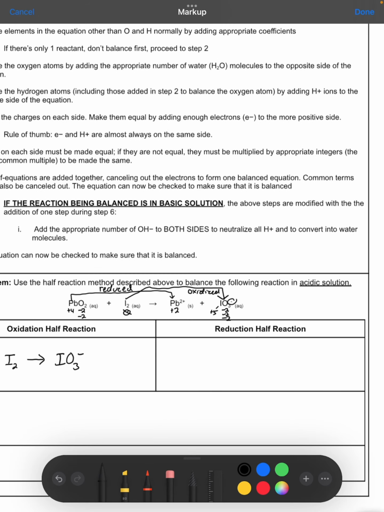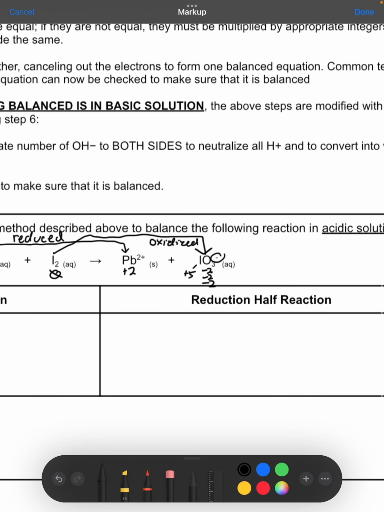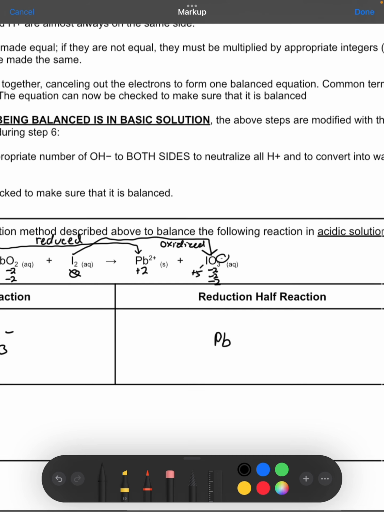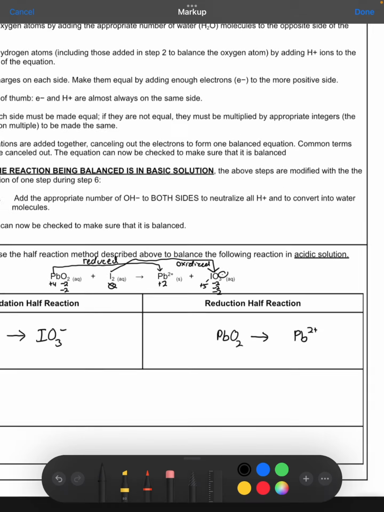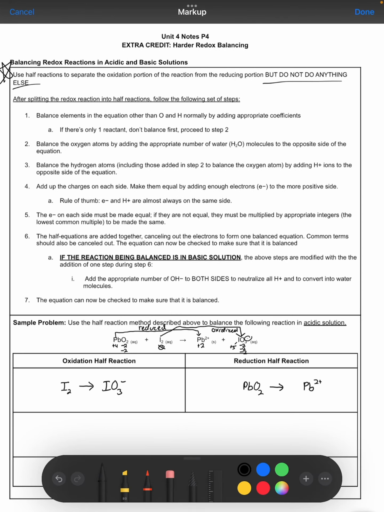My reduction half reaction is going to be, again, written a little bit small and in the middle. That's going to be my PbO2, and that's going to transform itself into my Pb2+. Okay, so that is this bit up here dealt with.